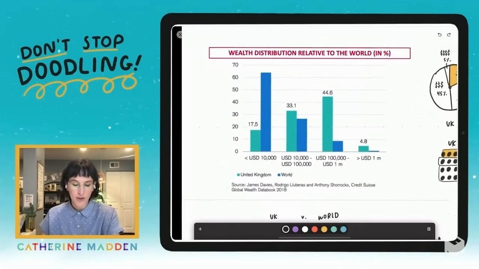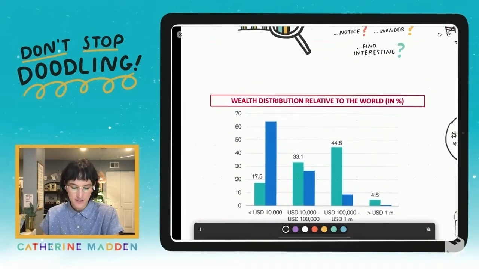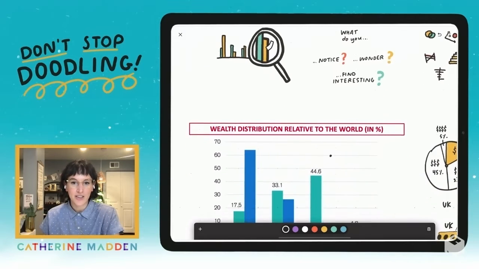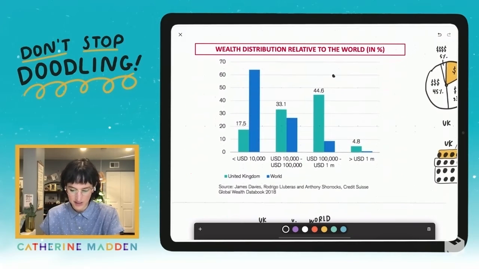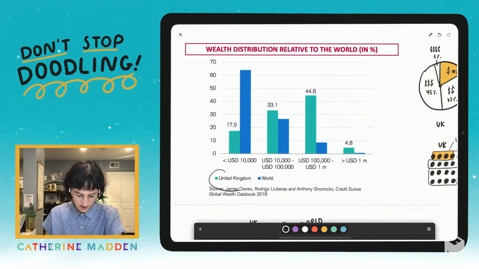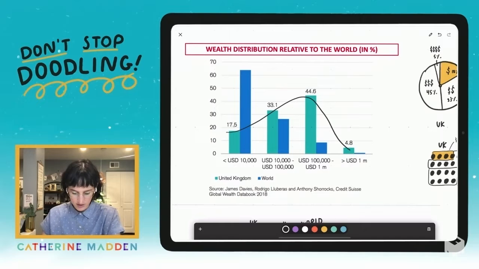We are looking at wealth distribution relative to the world. And in steps 1 and 2, get to know your data and get curious, here's what I investigated. What you can see here is that the green bars are the United Kingdom and the blue bars are the world. And they have different shapes. The United Kingdom has this sort of camel hump and the world has this slide.